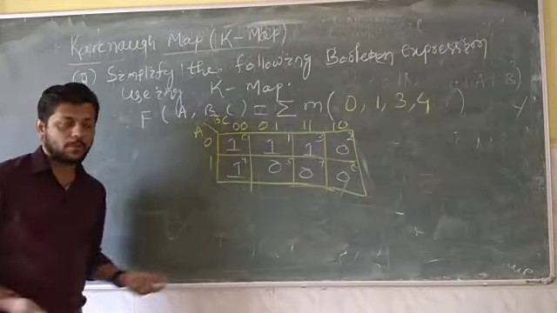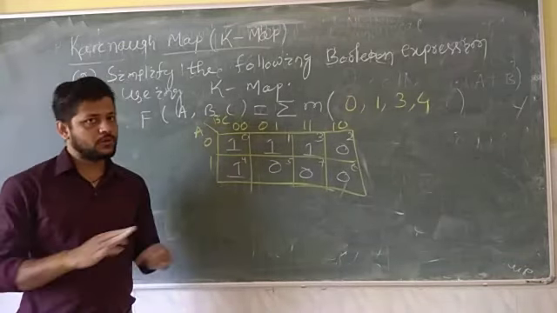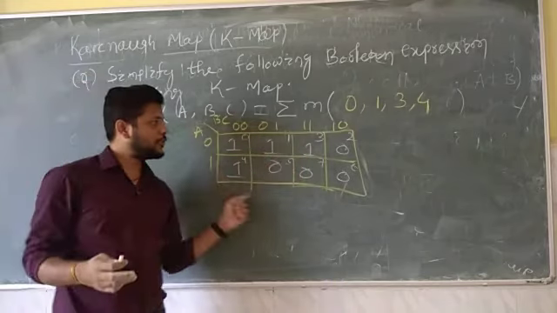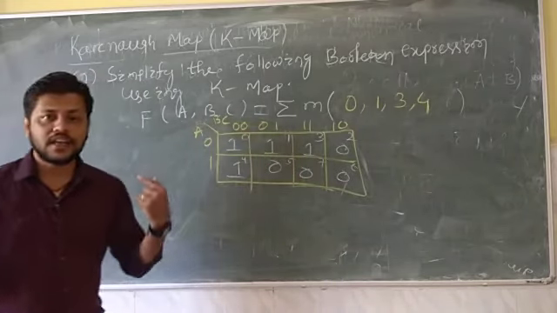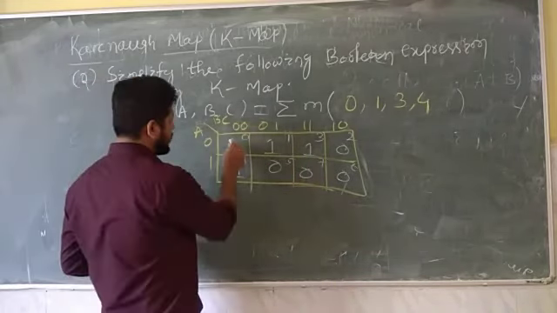Then how to combine now? So first you have to see, is a combination of 8 possible? No, 8 is not possible. Is a combination of 4 possible? No, a combination of 4 is also not possible, because you have to take only adjacent minterms. Hence you have to take this as one minterm group and this as another.